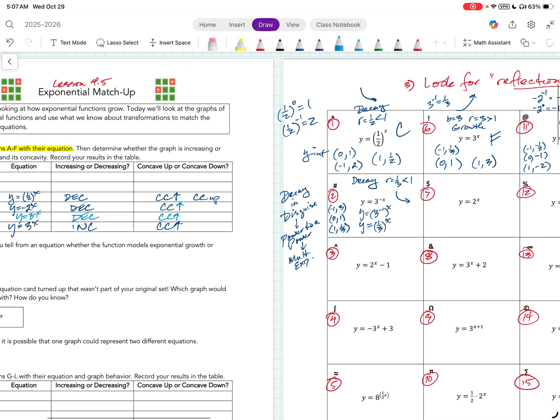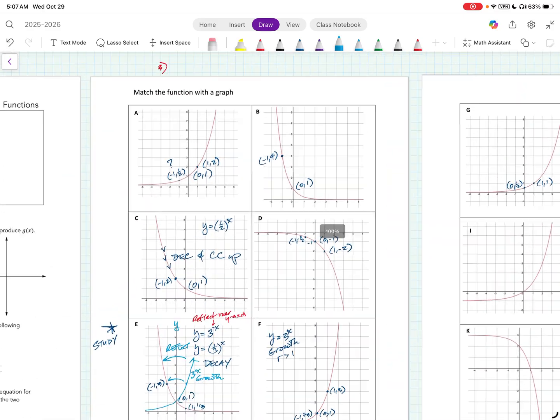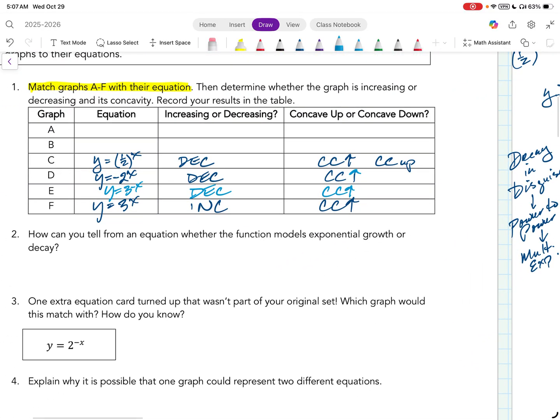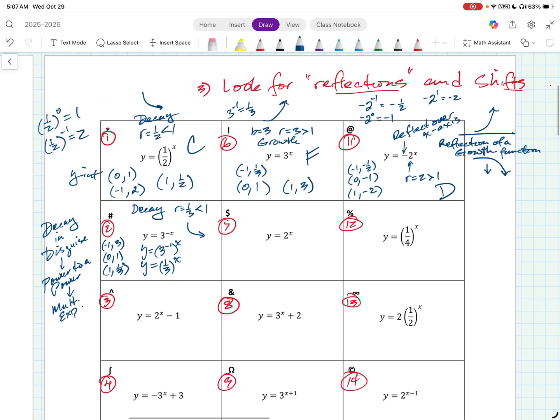Oh, let me check D. D is, ooh, that's concave down. D is concave down. So let me fix that. There we go. All right, I'm not going to go through all of these in this video, but I will go through a few more.